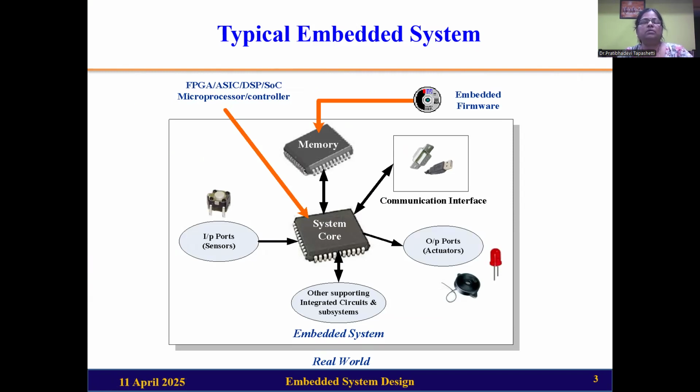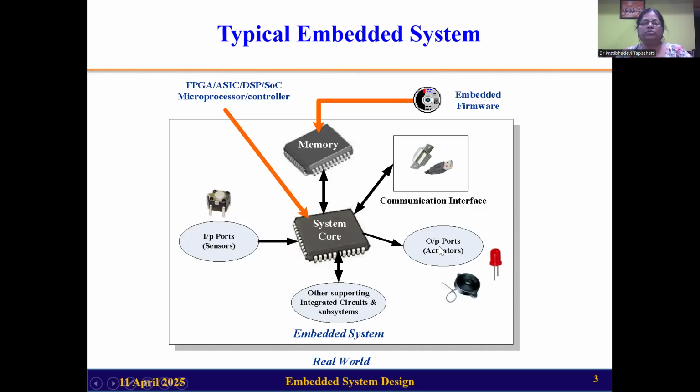In the real world, the embedded system contains the system core, that is going to be either an FPGA, Field Programmable Gate Array, or ASIC, Application Specific Integrated Circuit, or DSP, Digital Signal Processor, or SoC, that is a system on chip. That means a microprocessor or microcontroller can be a system core, that is the processor part. Next, memory is required to store the software or programming or the data required for computations, or it may be observed data also.